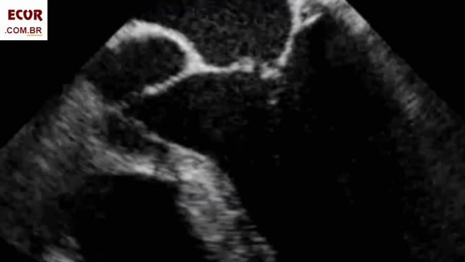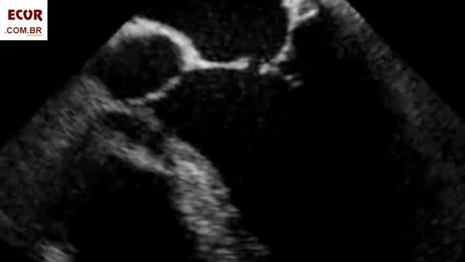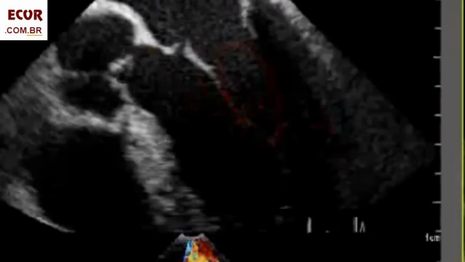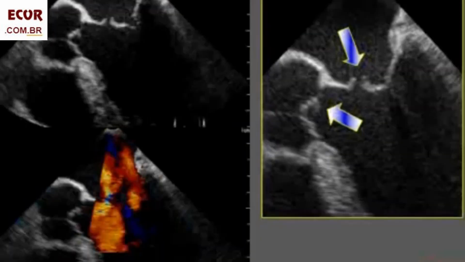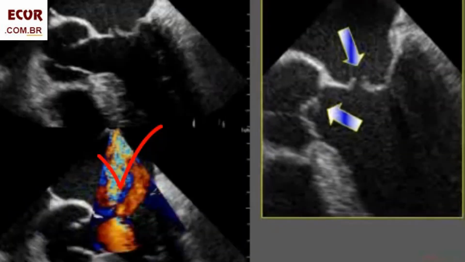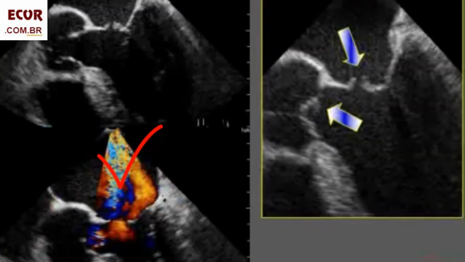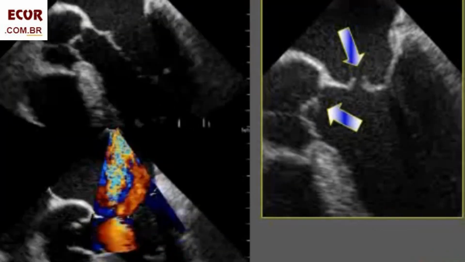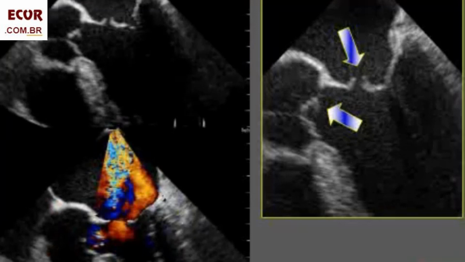Another complication is the valve perforation, more often seen in patients with aortic valve endocarditis, who have an infected regurgitation jet directed to the anterior mitral leaflet. It forms a tiny abscess that ruptures, creating a fistulous mitral regurgitation.